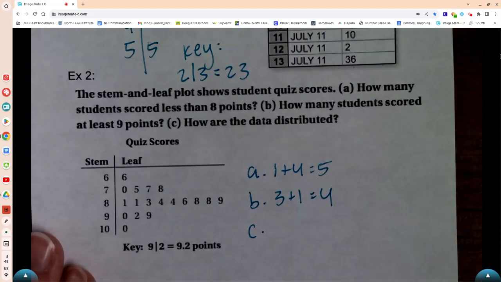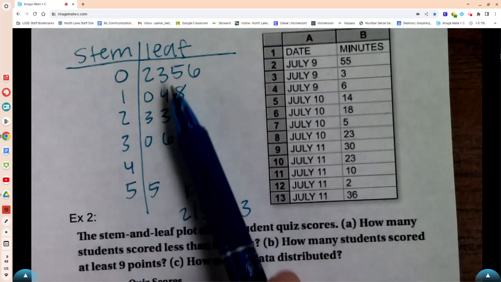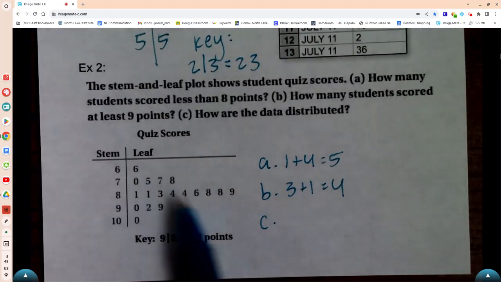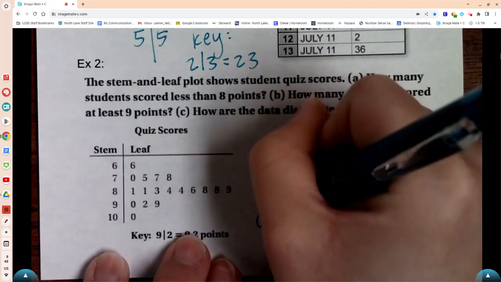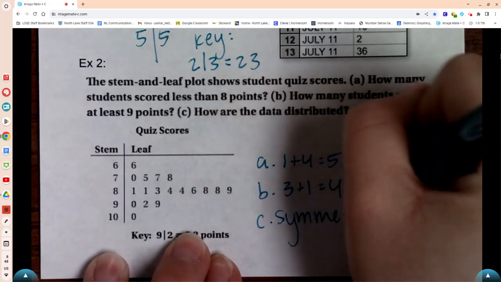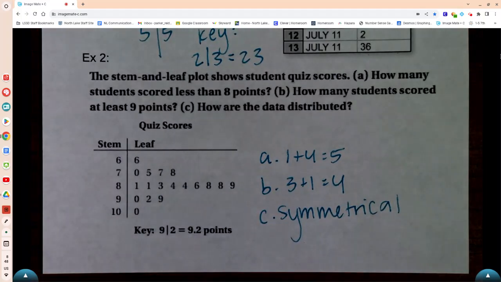And then part C says, how are the data distributed? So we're going to learn later in 10.3 the different names for the way that data is distributed. But if you look at this, do you see how it kind of goes up and down almost evenly on both sides? Like this one didn't, it had like a lot and a little, but this one goes almost evenly up and down. We would call that symmetrical data, meaning it looks almost the same on both sides. Now I know it's not perfect, right? There's like 3 numbers here and 4 there. It's not 100% perfect, but it's pretty darn close to being equal on both sides, meaning we would call it symmetrical. Questions about that one?